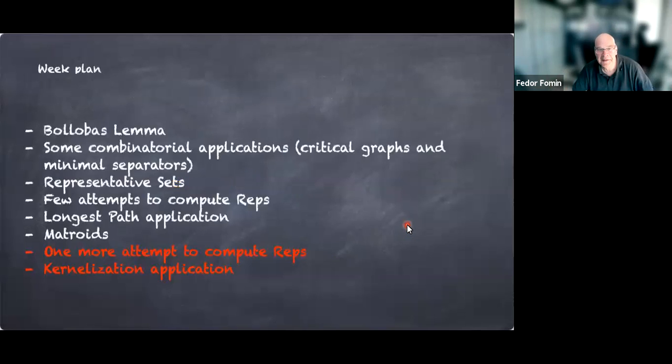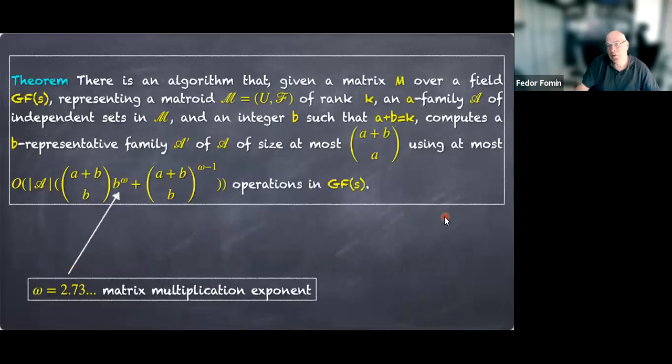So the plan for today is to finish what we wanted to finish for the whole week. I will give you the new algorithm to compute representative sets, and then I will use this algorithm and the representative sets to obtain several polynomial kernels. On Wednesday, I stopped after stating the following theorem, so let me just repeat this theorem once again.